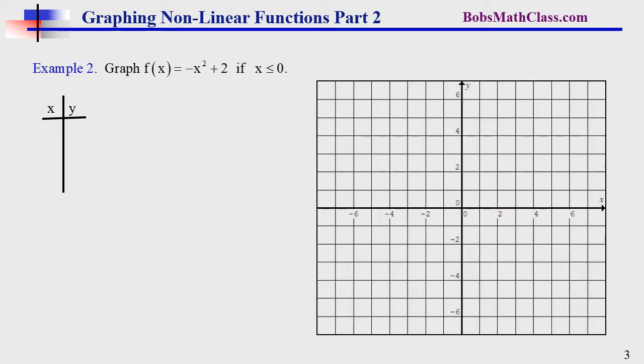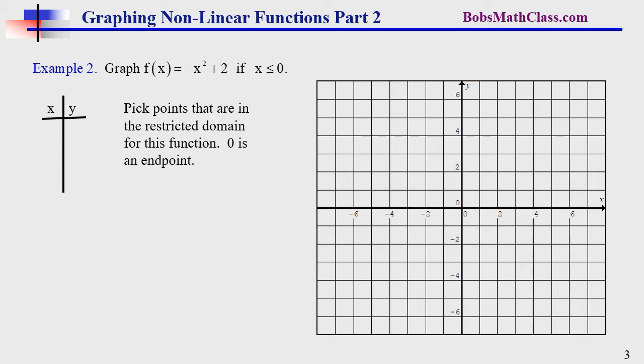All right, here's our next one. F of x equals negative x squared plus 2 if x is less than or equal to 0. All right, well, let's pick points, right? We're going to start with 0. That's our endpoint. So we're going to start with 0, and that's going to be a closed circle or an open circle? Right, that's going to be a closed circle.